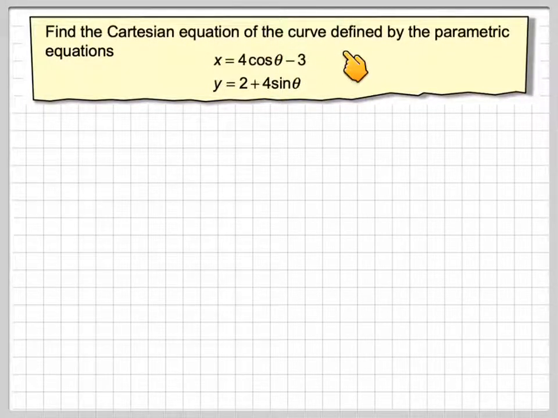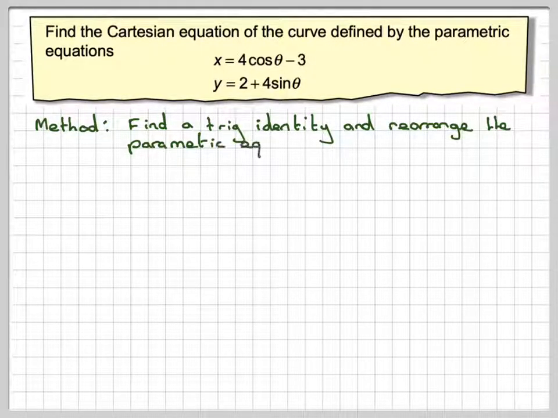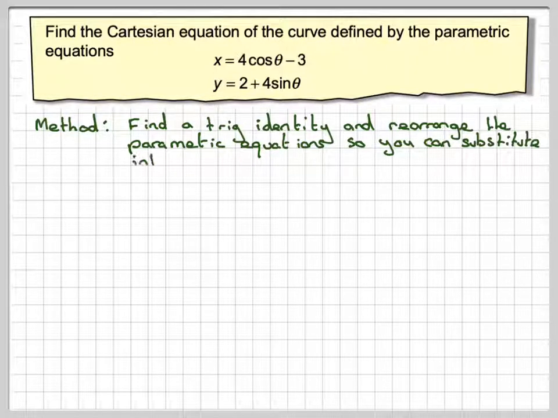Find the Cartesian equation of the curve defined by the parametric equations x is equal to 4 cos theta minus 3 and y is equal to 2 plus 4 sine theta. So here we have a parameter of theta, and therefore we have to find a trig identity and rearrange the parametric equations so that we can substitute into the identity.